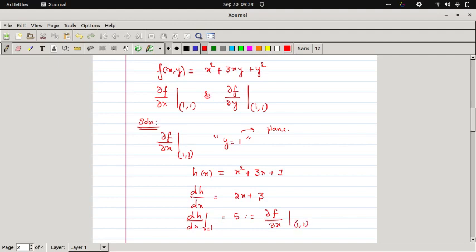If again I take the partial derivative with respect to y, I will get the same answer, which is 5.